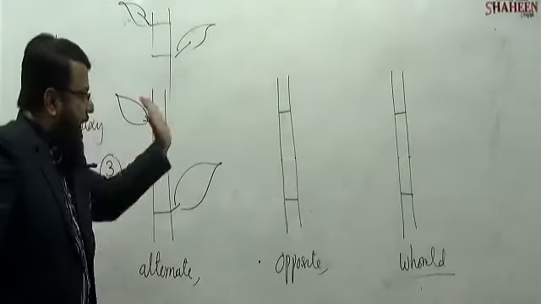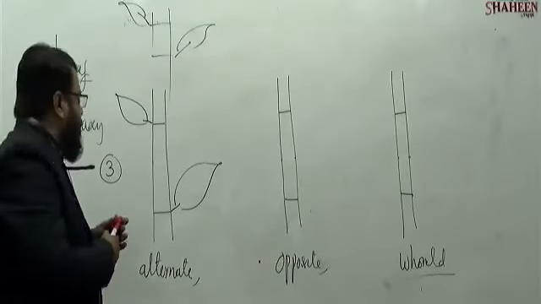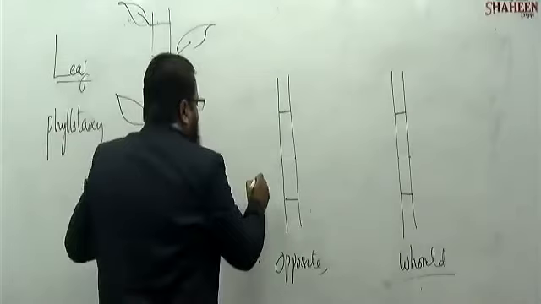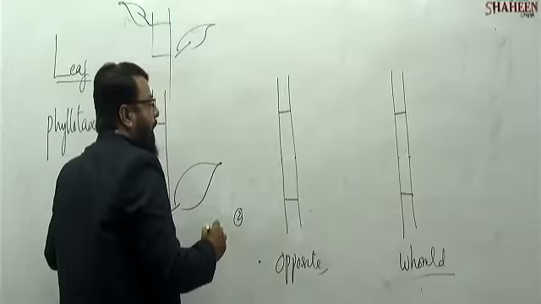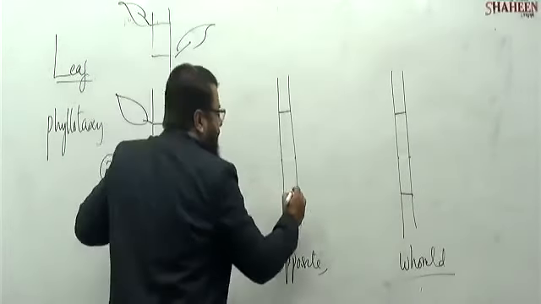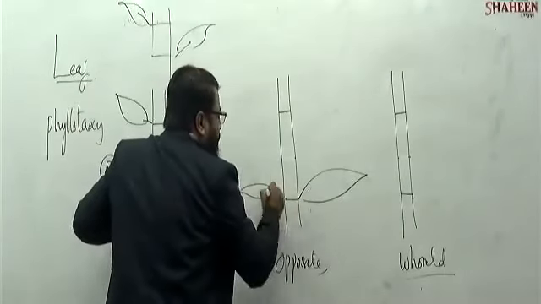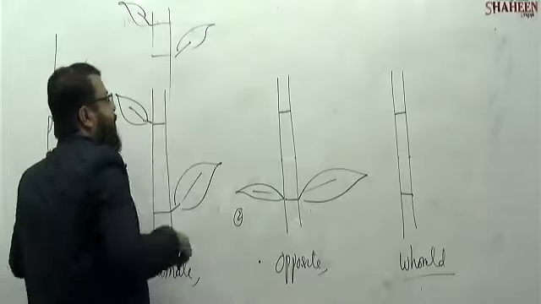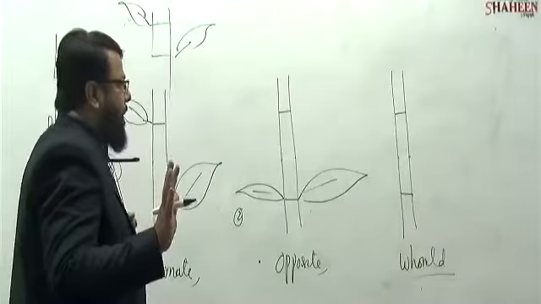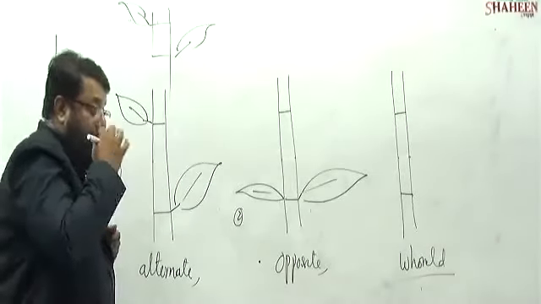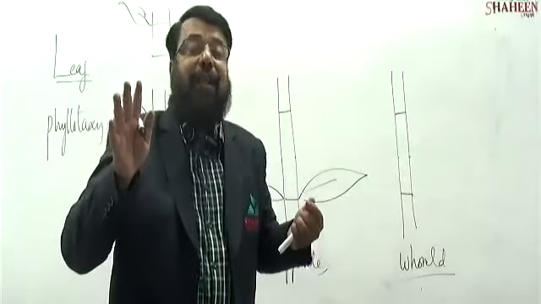Okay. Now, the next one is opposite. Examples: Calotropis and guava. In opposite phyllotaxy, each node produces 2 leaves. This phyllotaxy is called opposite phyllotaxy.